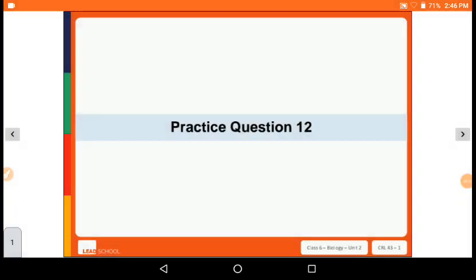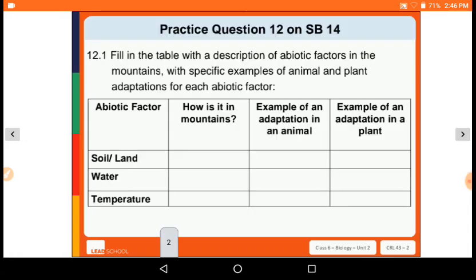Now the next one is practice question number 12. Fill in the table with a description of the abiotic factors in the mountains, with a specific example of an animal's and plant's adaptations for each abiotic factor.